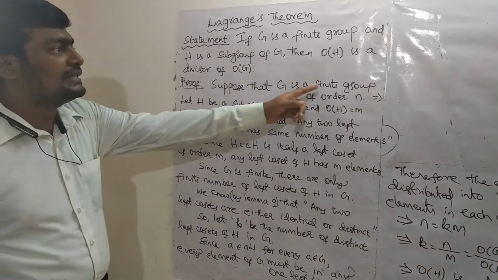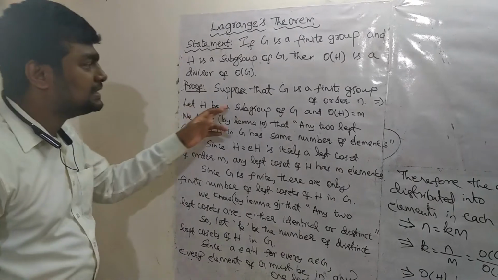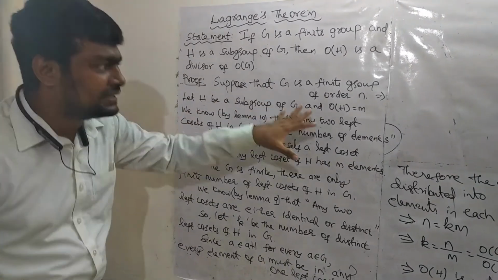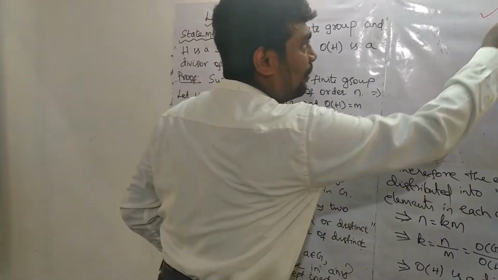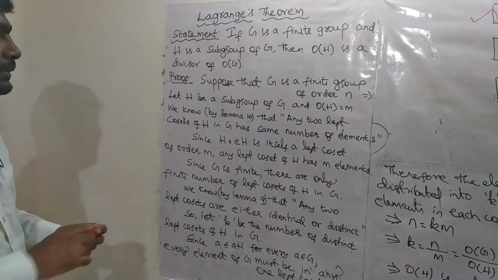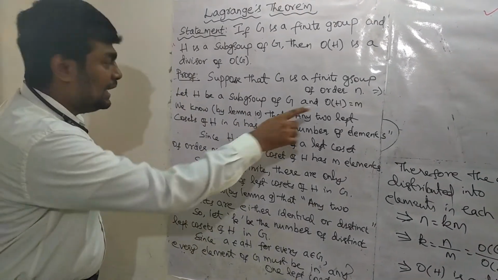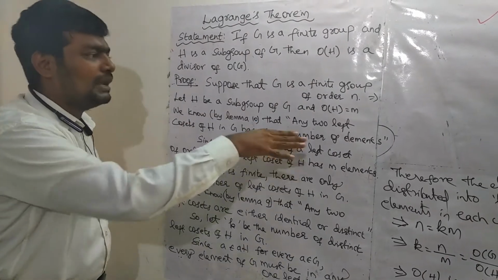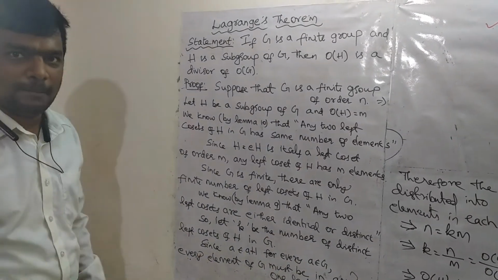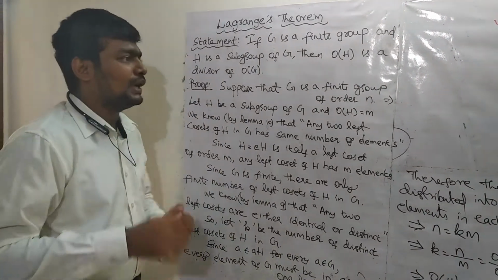First step. Suppose that G is a finite group of order n and let H be a subgroup of G in such a way that order of H is m. Can you see that? First step is over. Second step. We know by lemma 10, which we have already studied, any 2 left cosets of H in G have the same number of elements.